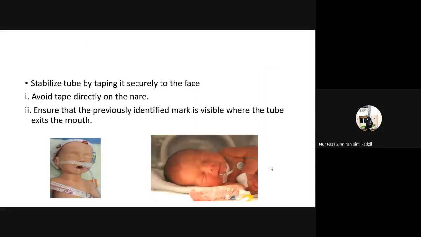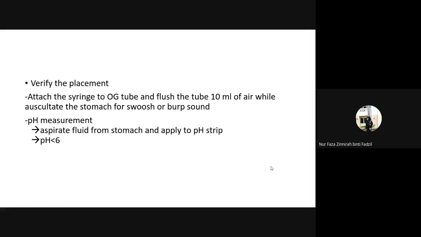Next. Okay, after inserting the tube, we must stabilize it by taping it circularly on the face. We should avoid taping directly on the neck or the nose because we don't want to block the patient's breathing. And, sorry, I forgot: after we measure the tube, we should mark the point on the tube where it is supposed to exit the mouth. So after we stabilize the tube, we ensure that the mark we put on the tube is visible where the tube exits the mouth.